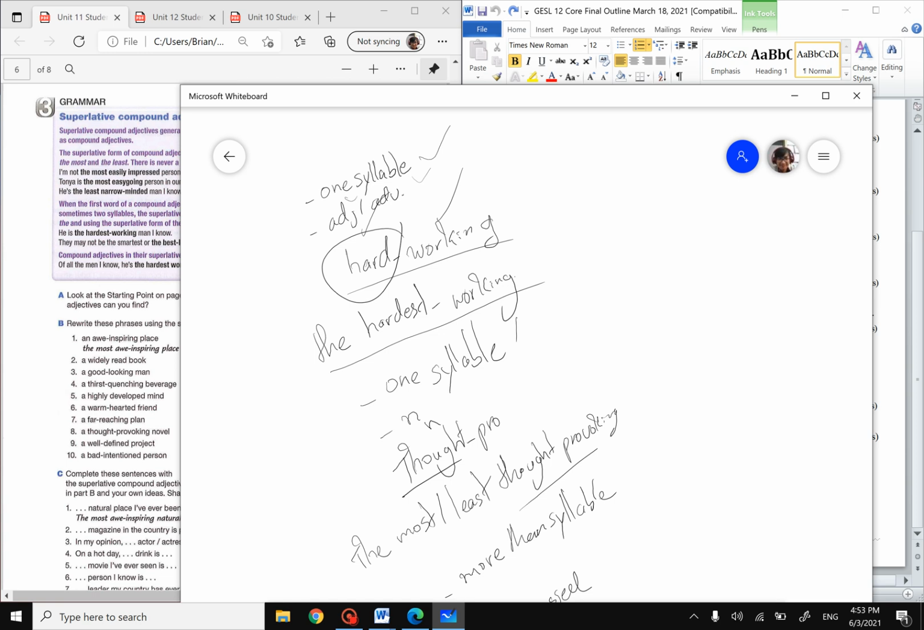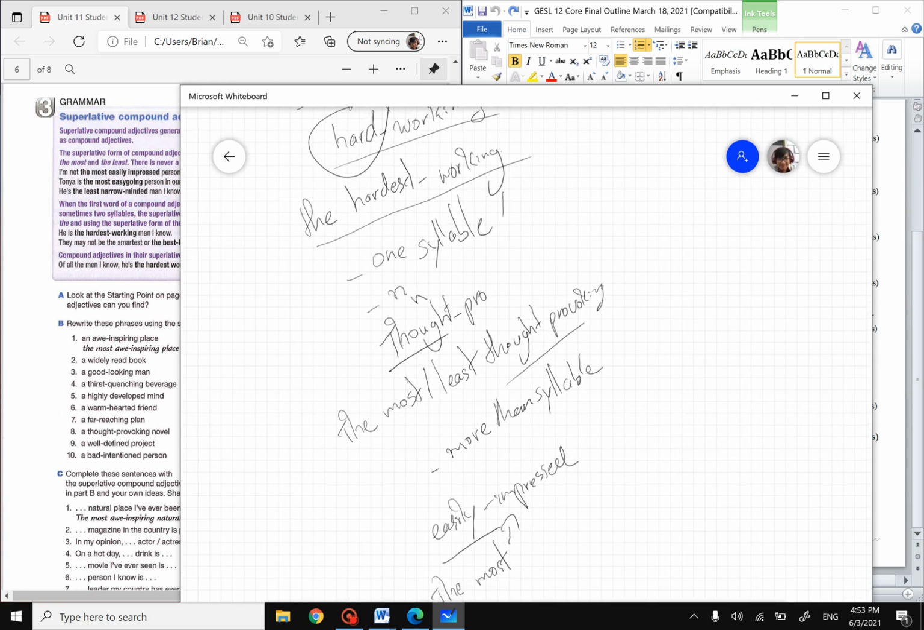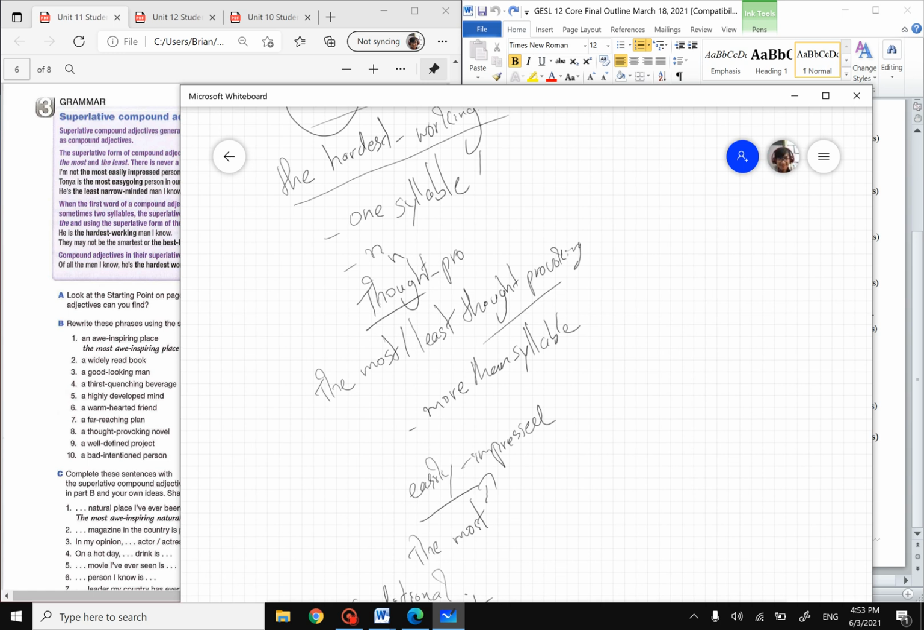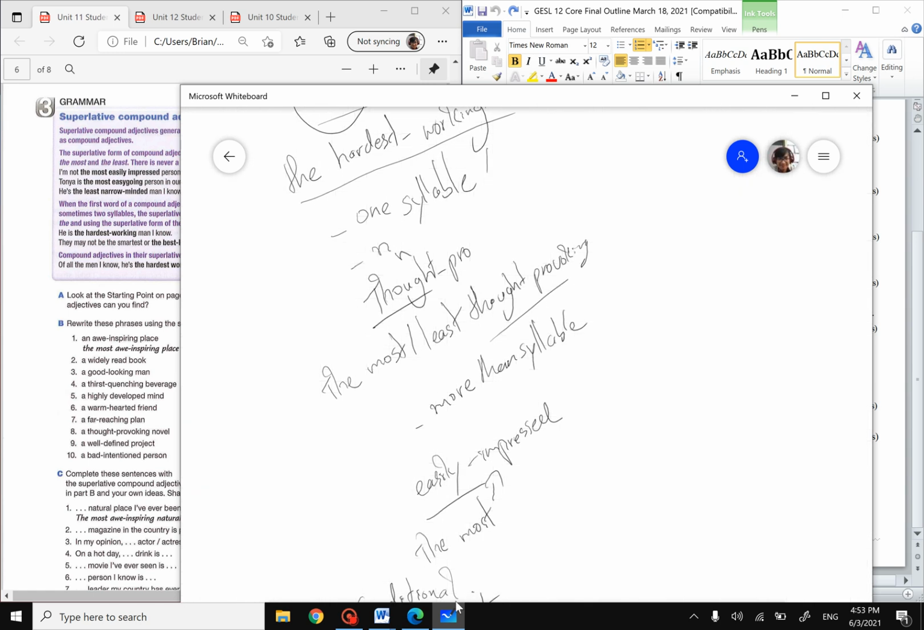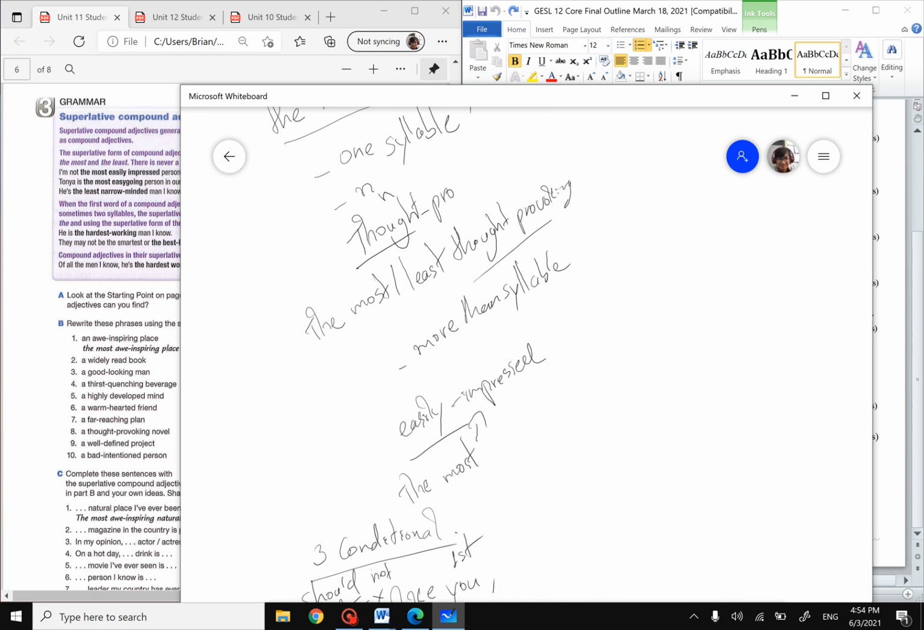So again, if the first half is one syllable and it is an adjective or an adverb, we change based on the original form of that adjective or adverb. And the second rule, if the first half of the compound adjective is one syllable, however, it is a noun, we don't have to think a lot, just put the most or the least in front of it. For example, we have the compound adjective thought-provoking. Thought here is a noun, so we just put the most or the least.